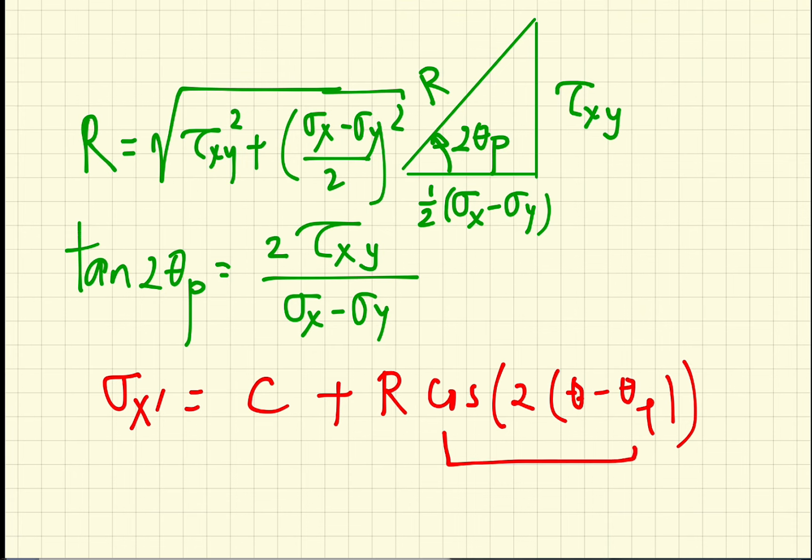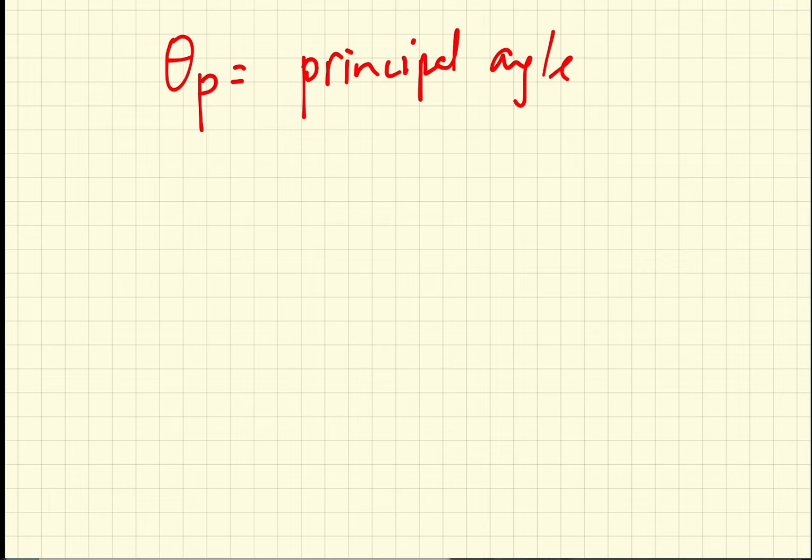Therefore, sigma x prime will be maximum at theta equals theta p. Therefore, we're going to call theta p a principal angle. It turned out that we have two of them, and the difference is 90 degrees. So we're going to call this theta prime p, and we also have theta double prime p equal to theta prime p plus pi over 2.